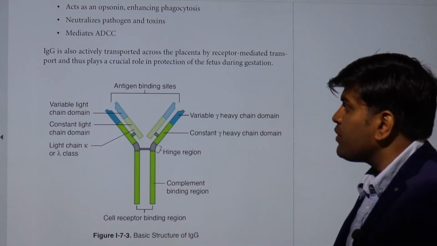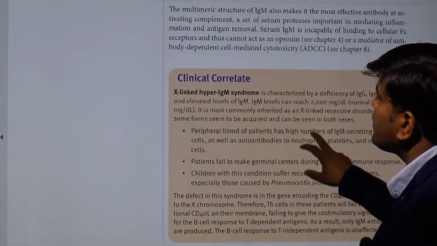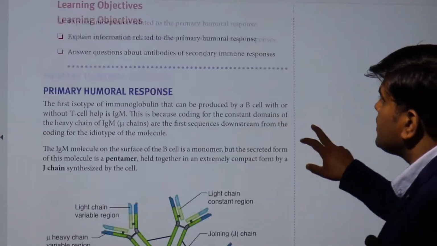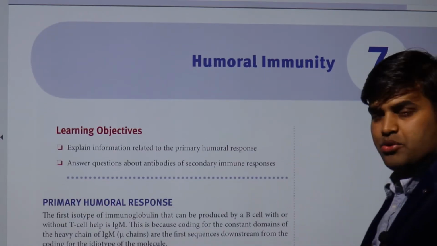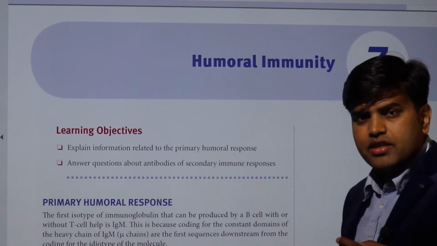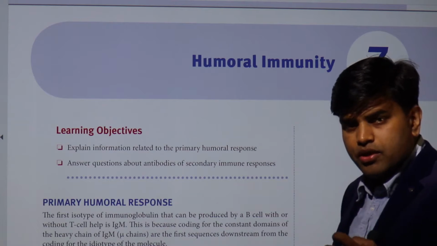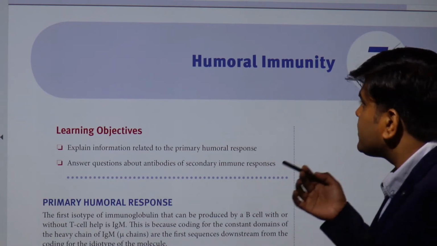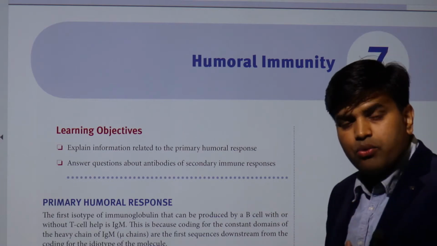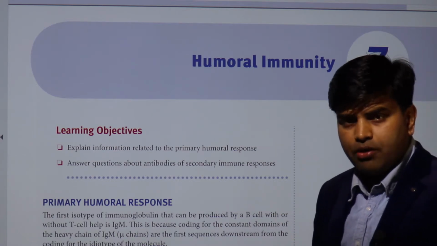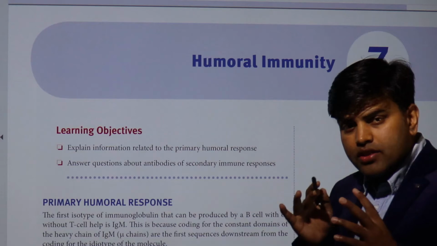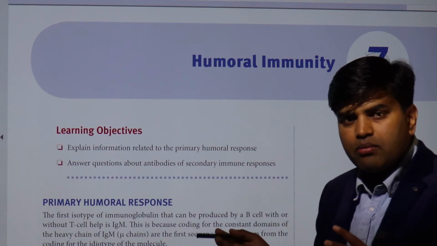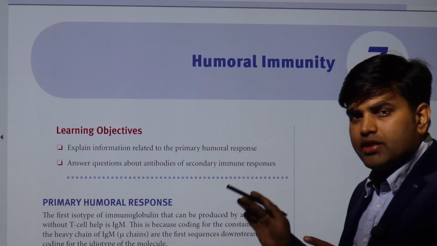Welcome again. Today we will be discussing the next chapter, humoral immunity. Humoral is the term that indicates the humors, that is, the liquid, the fluid component. This is the immunity that is circulating there, the antibody-dependent immunity.